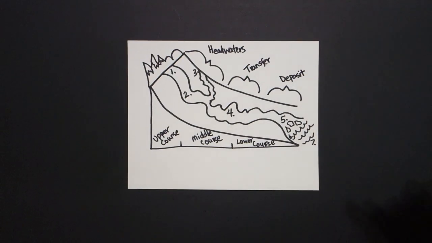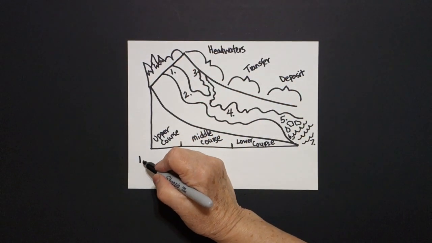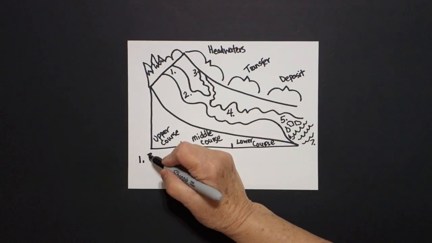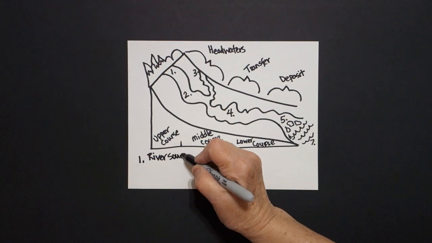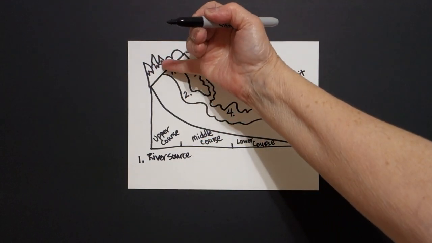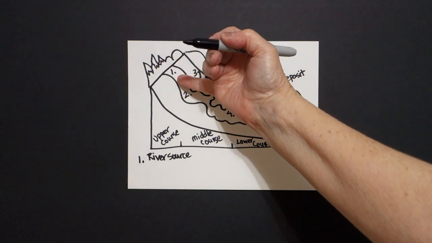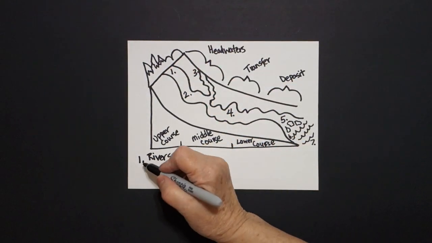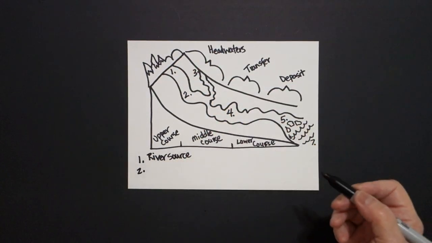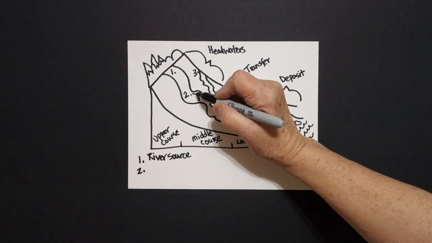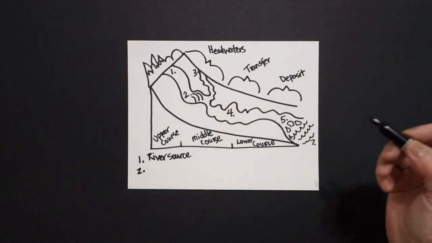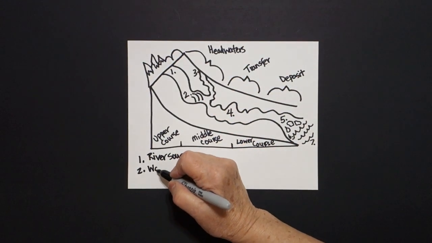All right, now number one down below is the river source. And what they're talking about is the mountains and the hills. That's where the river begins. That's the river source. Then number two, all of a sudden, let's put curve line inside. Number two, that's a waterfall.